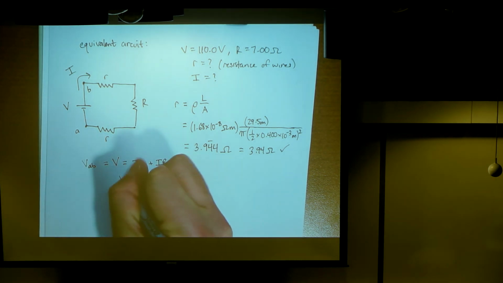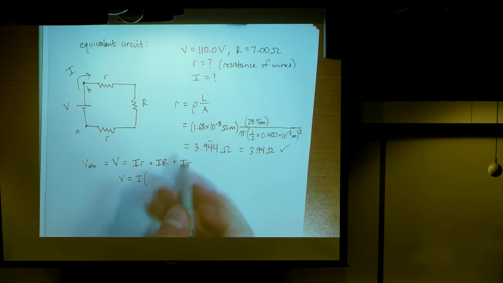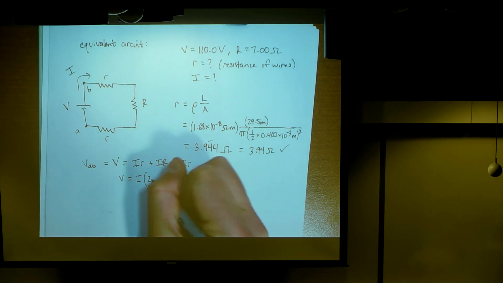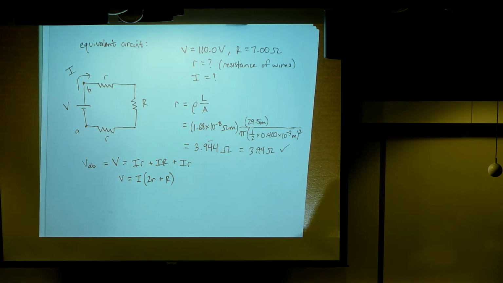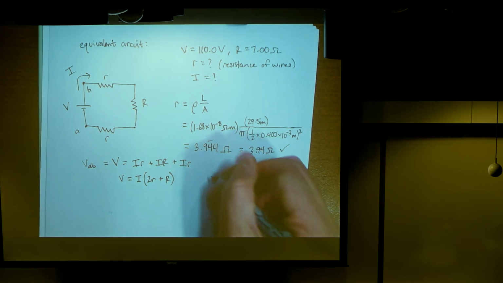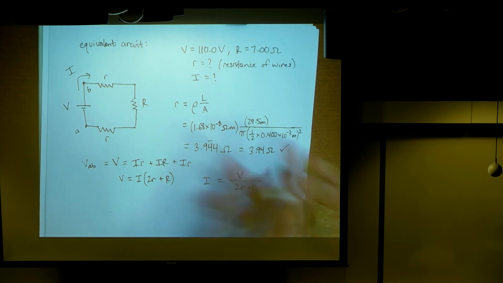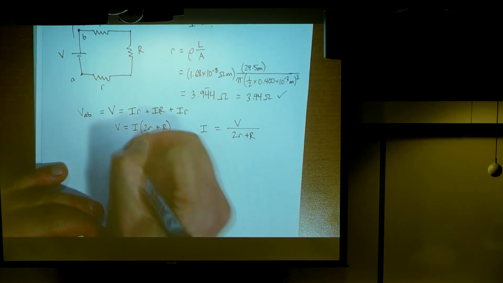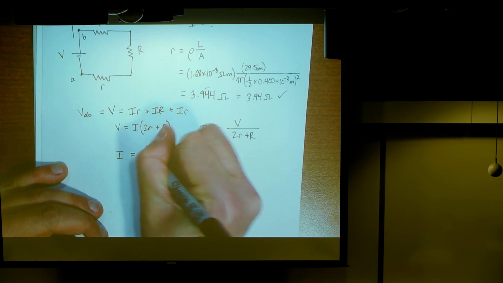So this is the same as saying the voltage of our source is equal to I, pulling out that common factor, 2 little r plus big R. Make sense? So the current in question is the voltage of our source divided by 2 little r plus big R, which turns out to be, what do we have, 110 volts.